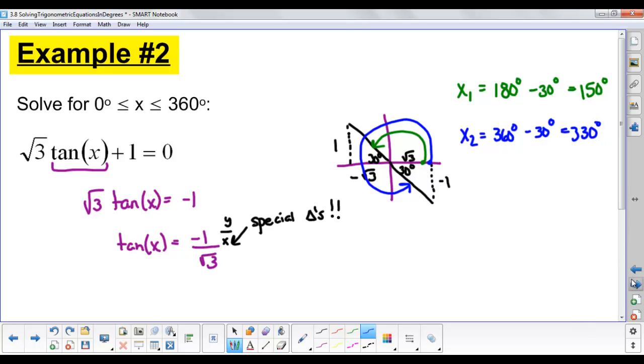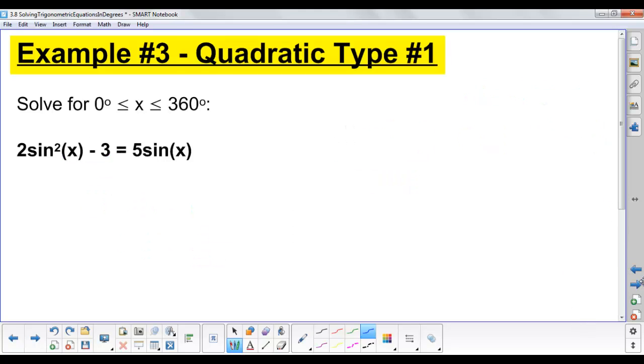Okay, next example. In these examples here, a little bit different than the previous examples because we have sine squared. So these end up looking like quadratic functions. So in the first couple of examples, we tried to isolate the sine or the cos or whatever the trig function was. In this case, we're going to treat it like a quadratic. And whenever we work with quadratics, you want to move everything to one side so that one side equals 0. So we're going to go ahead and do that.